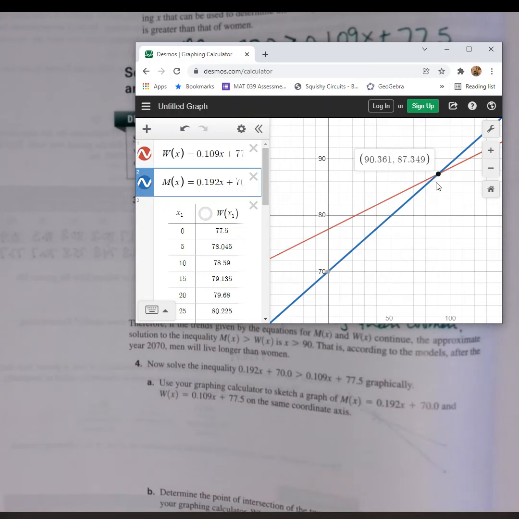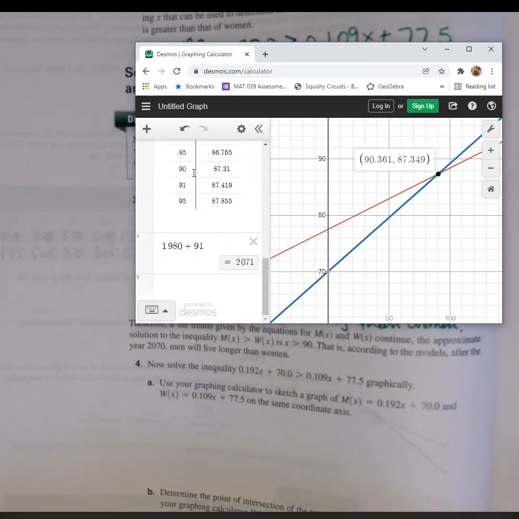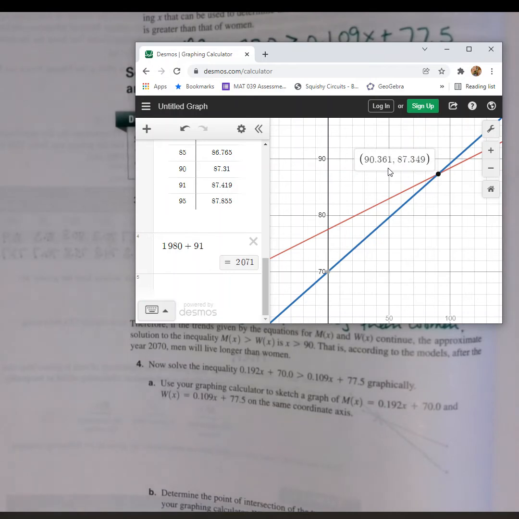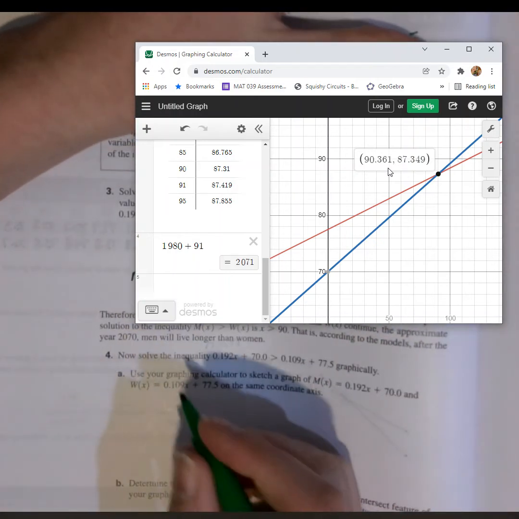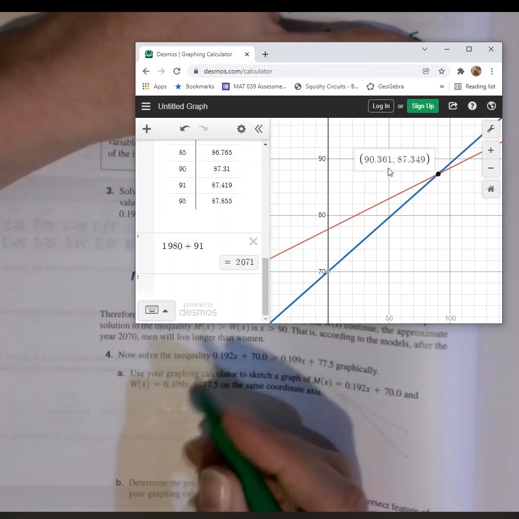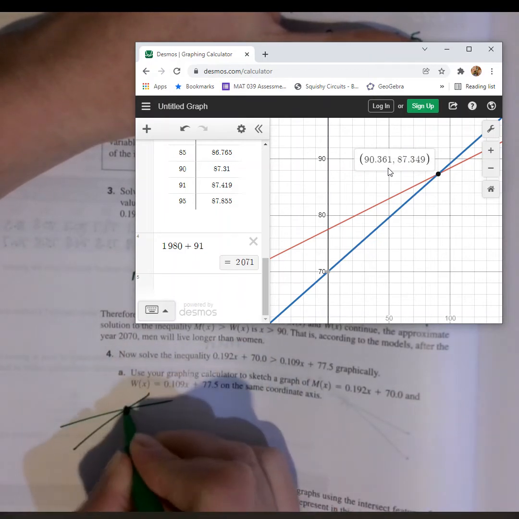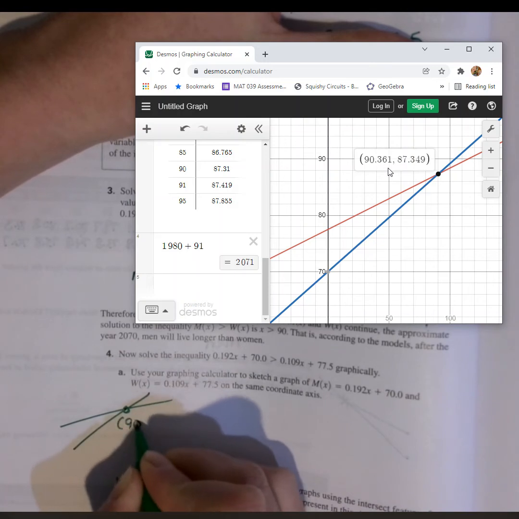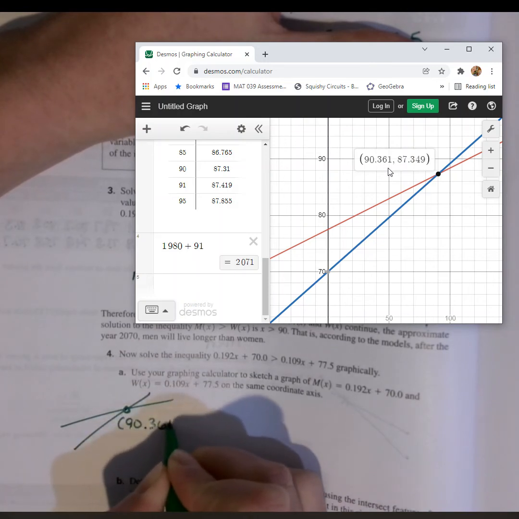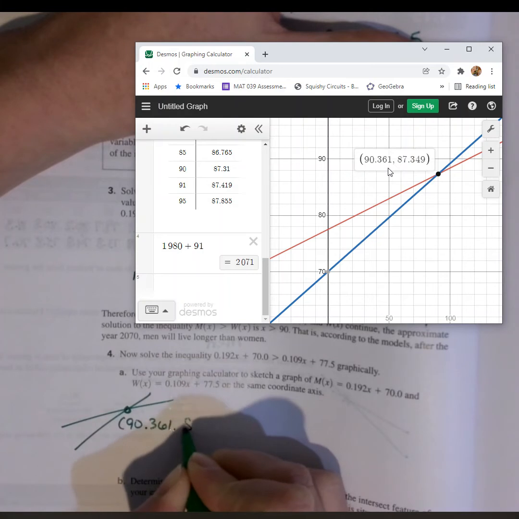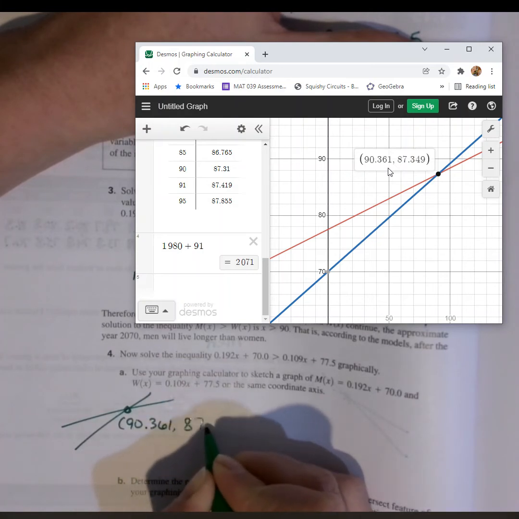So I knew from the table that it was somewhere between 90 and 91. Now I can see that it's actually 90.3. If I wanted a little more precision, I can go into 90.361 years after 1980. So I'm looking for that intersection point. It is 90.361, comma, and I actually know what their life expectancy is, 87.349.